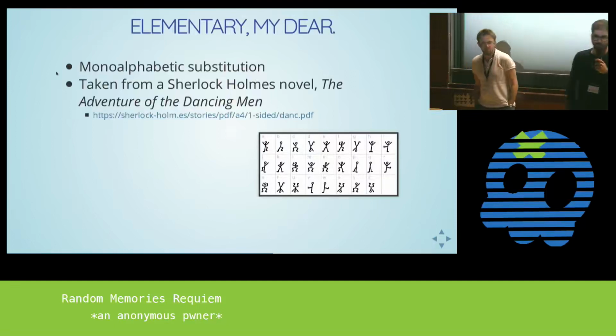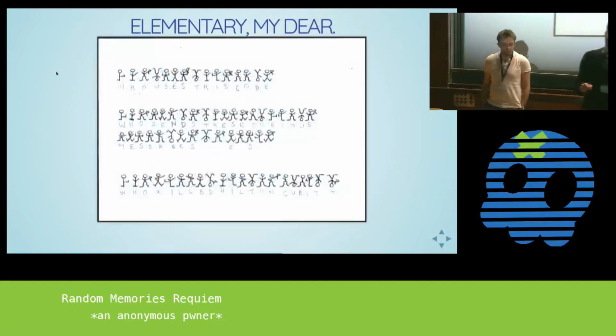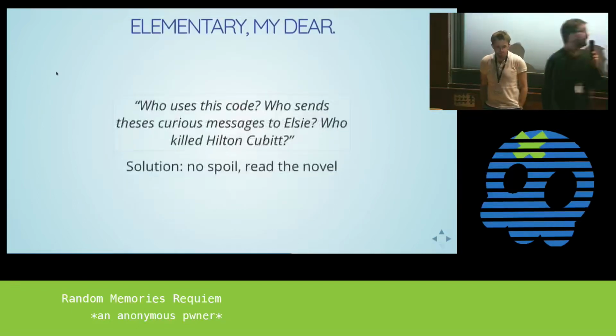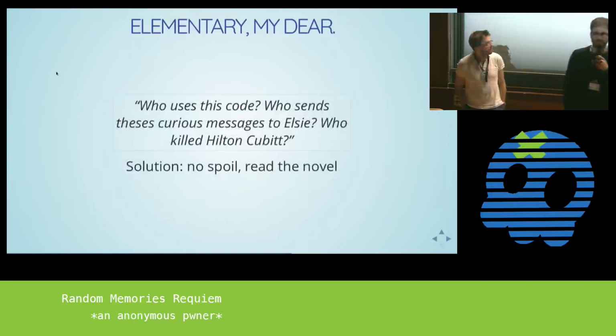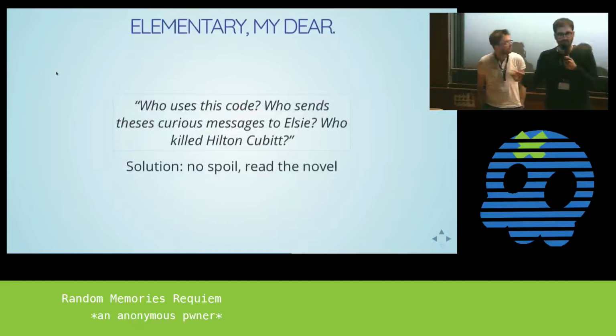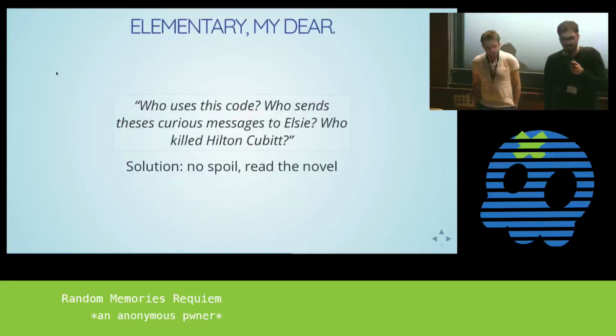You can find the whole text online, and it's a monoalphabetic substitution. You get the alphabet here. So what I did is that I printed the text and took a pencil and decoded the letters one by one. You get a question: who uses this code, who sends these cryptic messages? And if you want the solution, I won't spoil it, so read the novel.